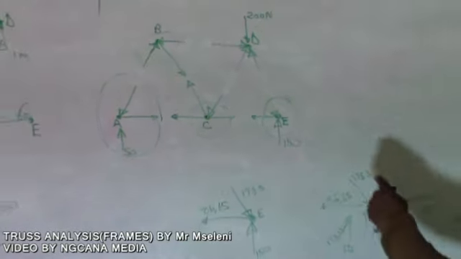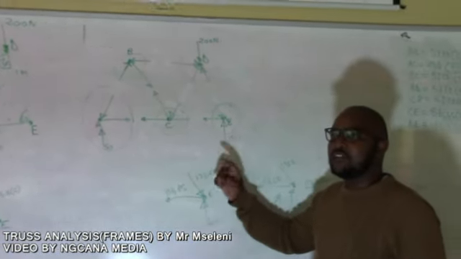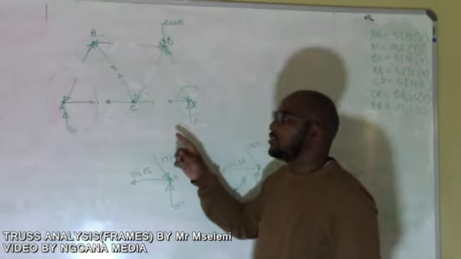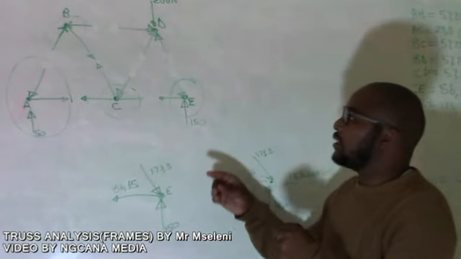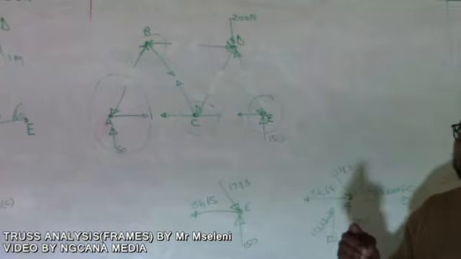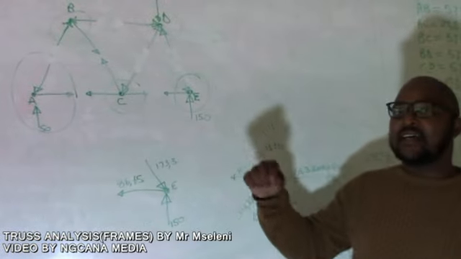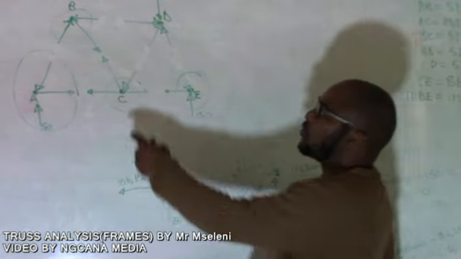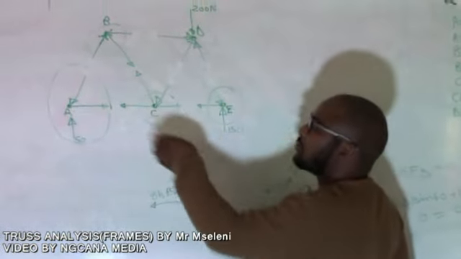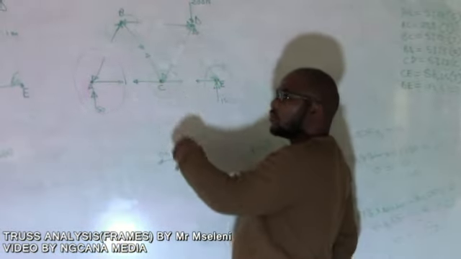Another thing you don't have to forget is that if you found your answer negative, it shows that your assumption was wrong. I like to assume all the members are in tension, so that if you find your answer negative, quickly go back to your free body diagram and change that member to compression, and then you continue with the direction which you find in the answer.